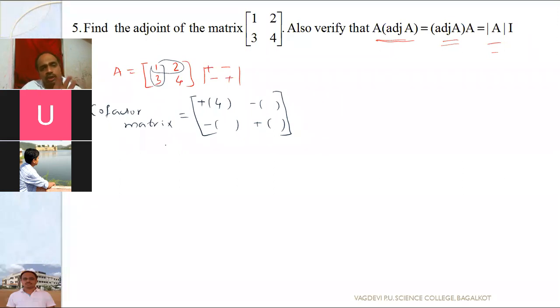So directly you write like this, cofactor matrix, then write sign, plus, minus, minus, plus, write some brackets. So what to write inside the bracket? You have to delete the row and delete the column, we get 4. So plus 4 is the cofactor.